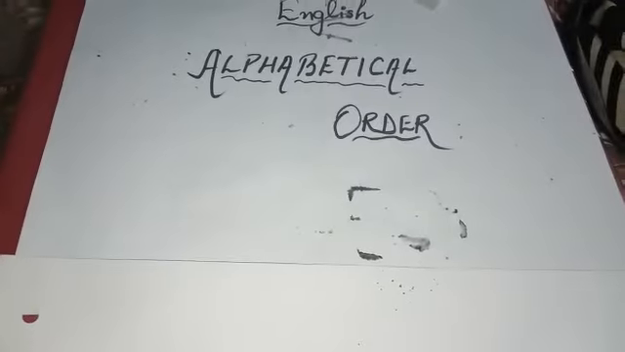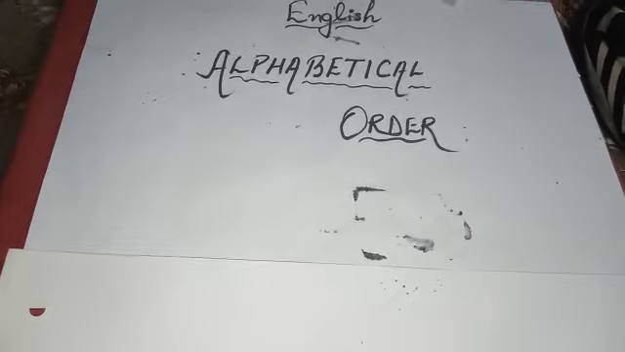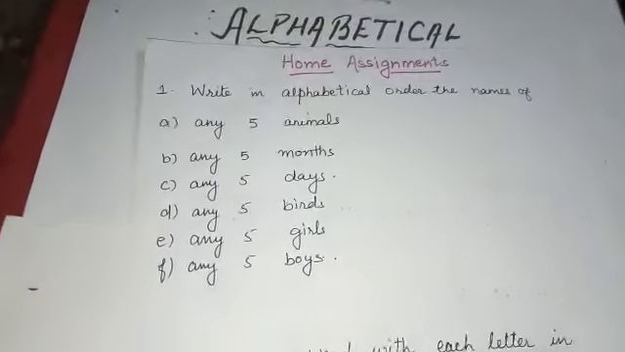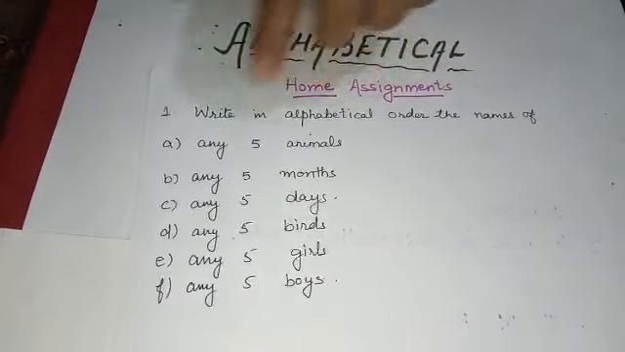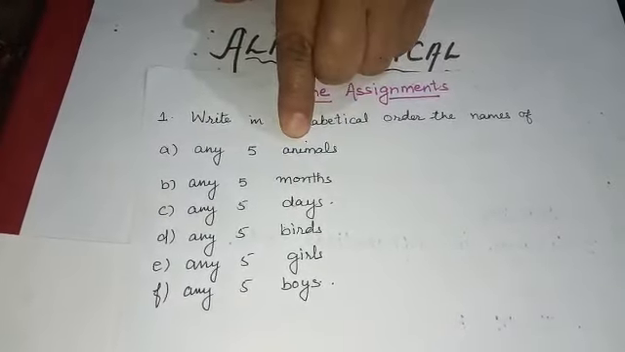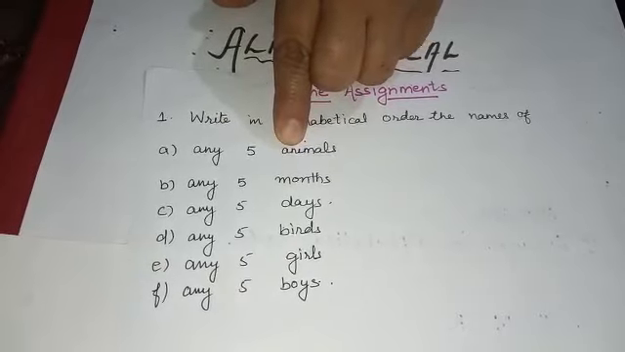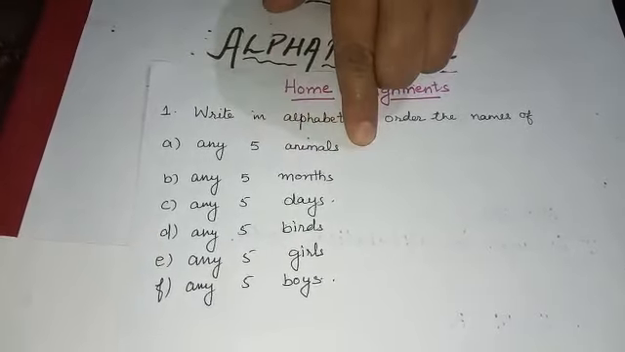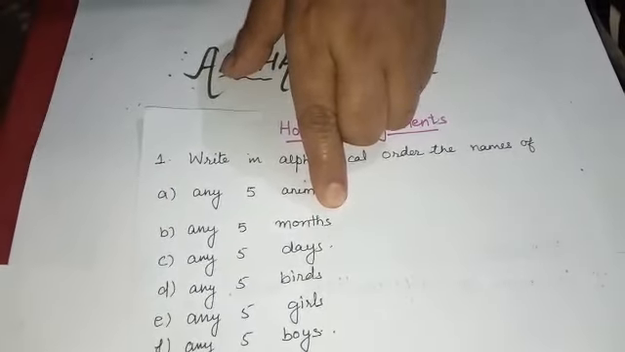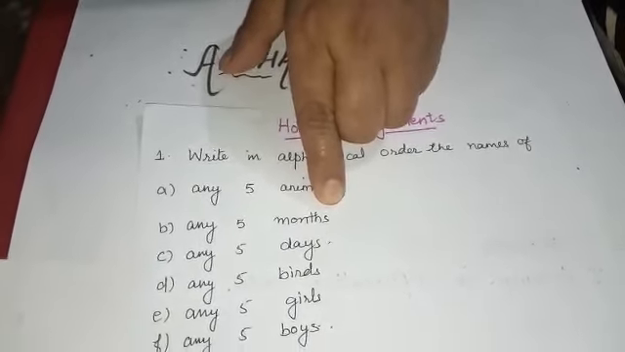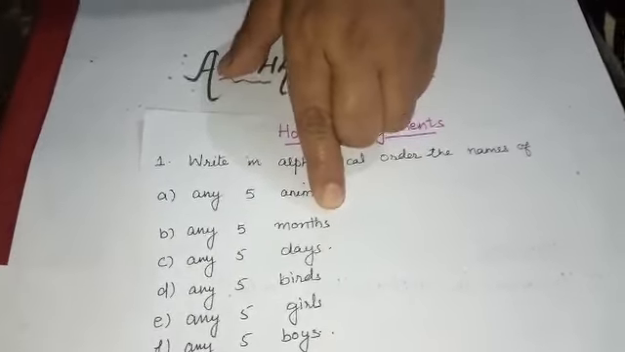Children, I hope you all have understood it and you are able to do some exercises. Your home assignment for today is you have to write in alphabetical order the names of any 5 animals. You can start with letter A for ass, then B buffalo, and so on. Name of any 5 months. You remember to write the name of the month which will have the smallest letter first.